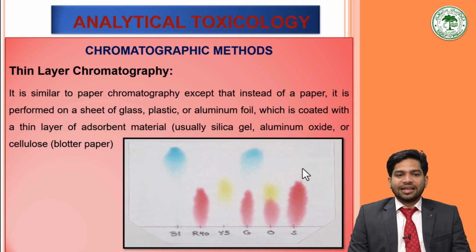So you can see in this picture, which depicts the performance of thin layer chromatography, the different types of organophosphate compounds have different distances traveled as well as different colors, which can help to detect the particular type of organophosphate compound.